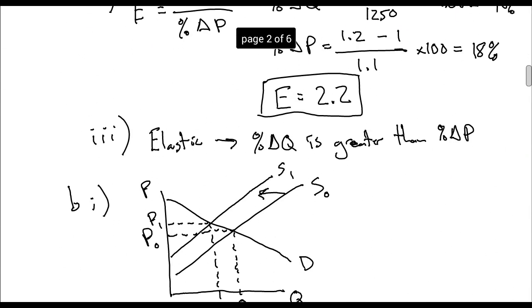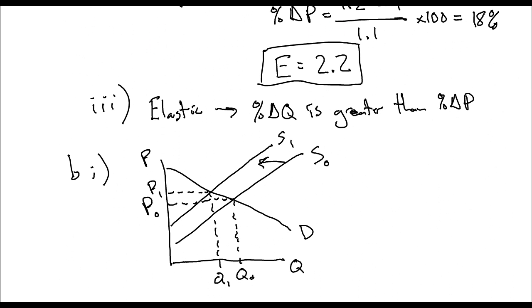Before the change in the price of bananas, I'm just going to draw this in, and then I'll get rid of it. Before the change in price, this whole area was the consumer surplus. Now, the consumer surplus is just this area here. So it's a little bit smaller.